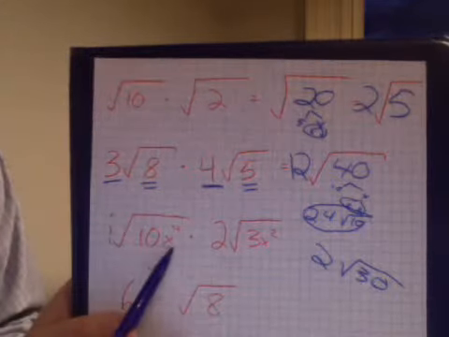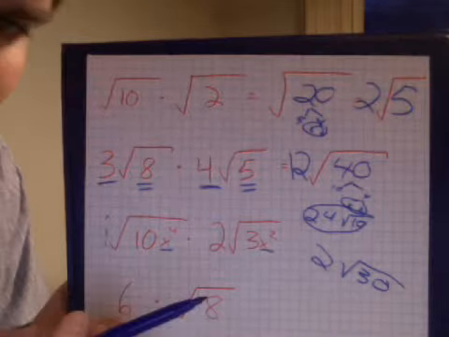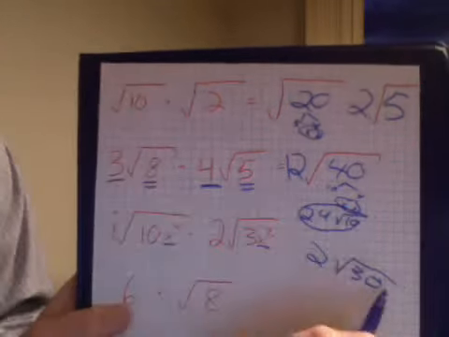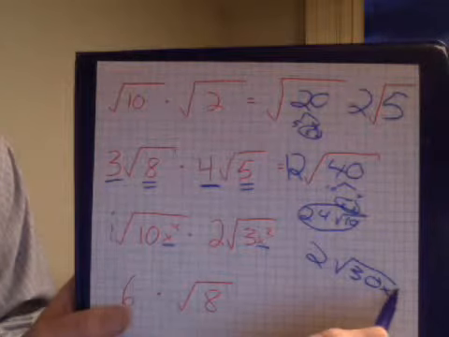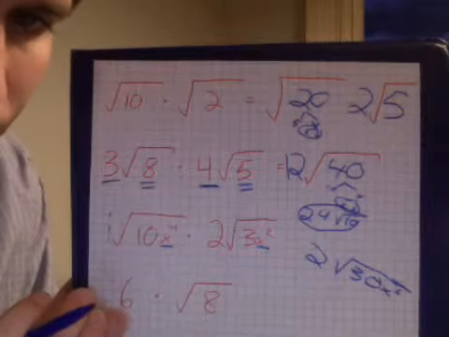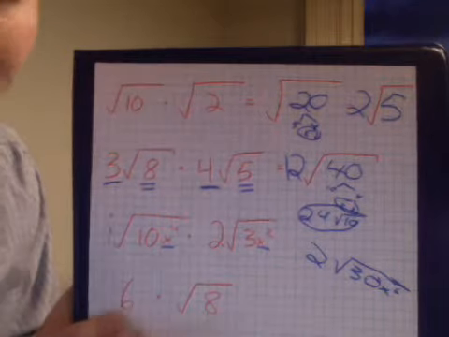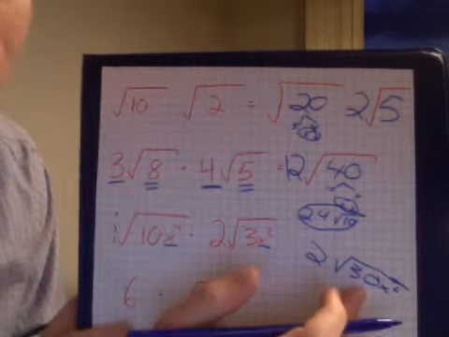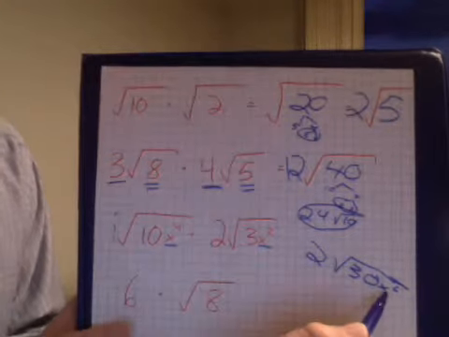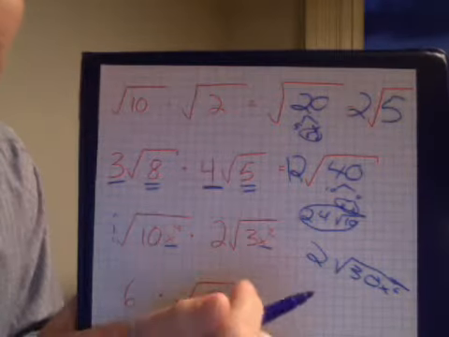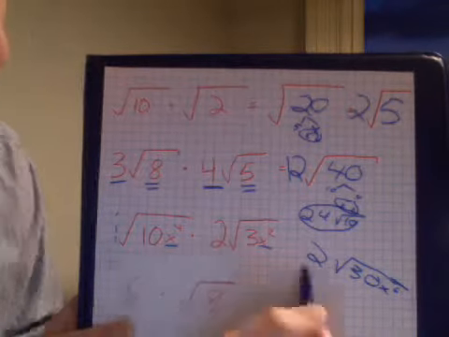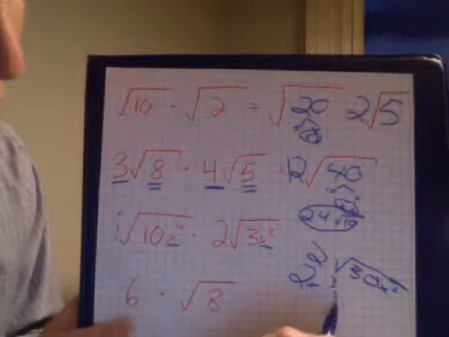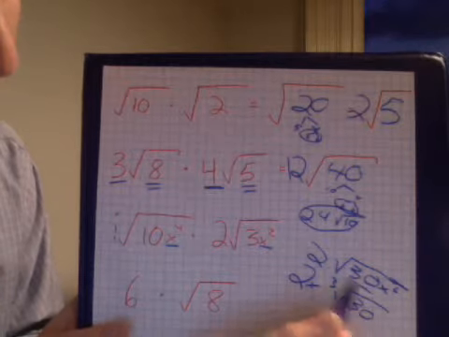And then I need to multiply my x to the 4th times x squared. Remember, when I multiply with exponents, I add up the 4 and the 2 to get x to the 6th. And then at the very end, I see if I can break it down. 30, I'll tell you right now, you can't break down. But x to the 6th, you're actually going to have 3 pairs of x's. So your final answer would be 2x to the 3rd square root of 30.